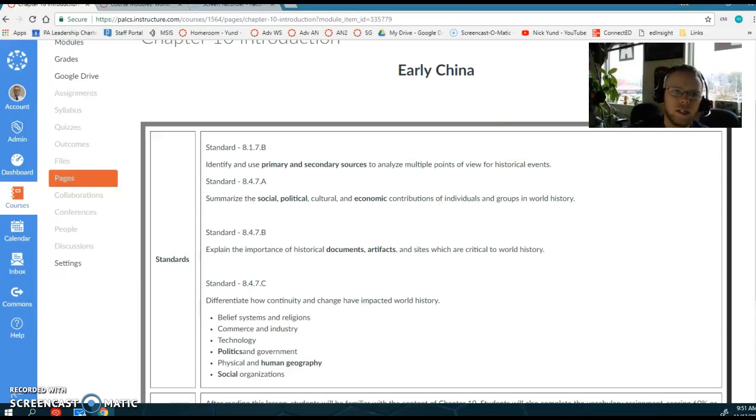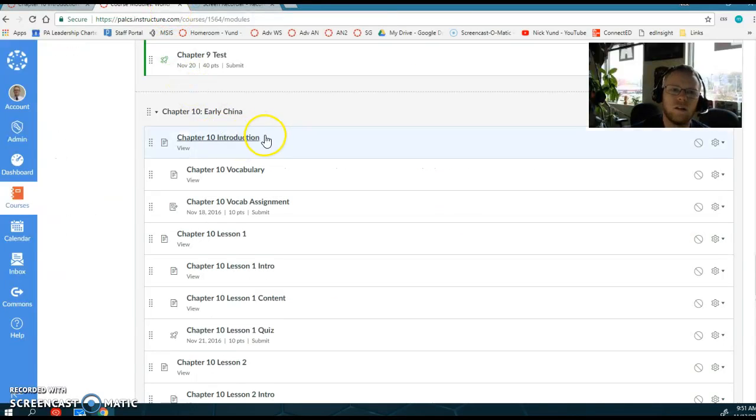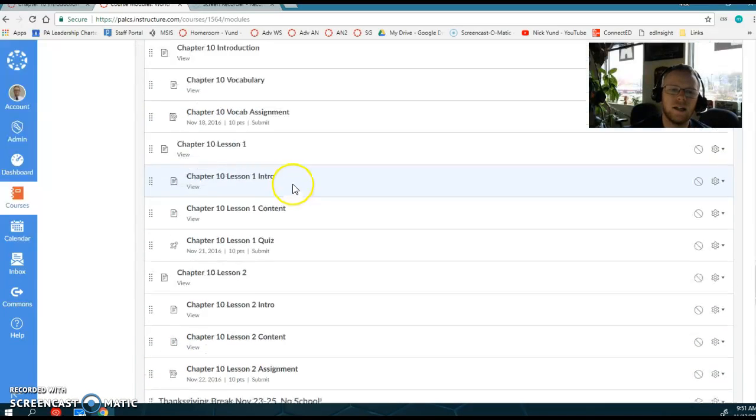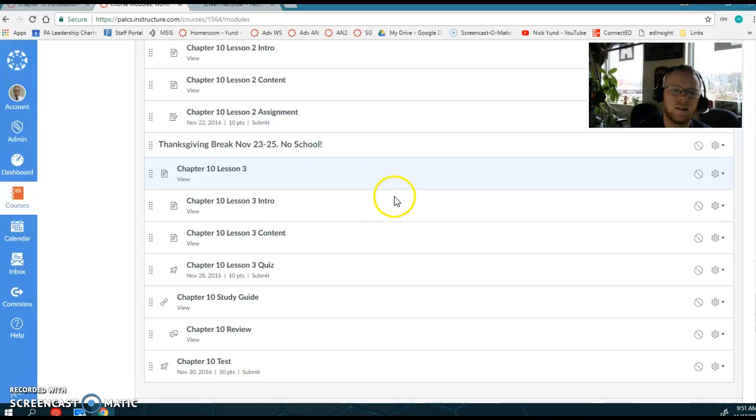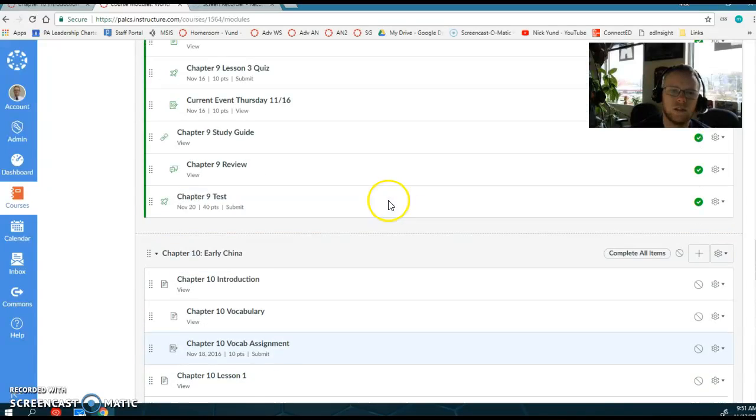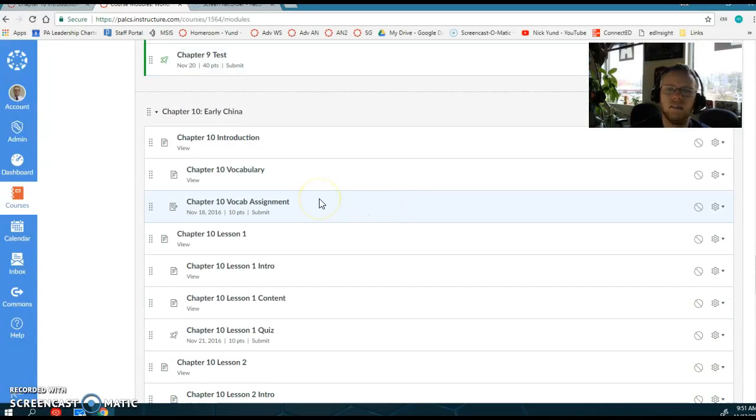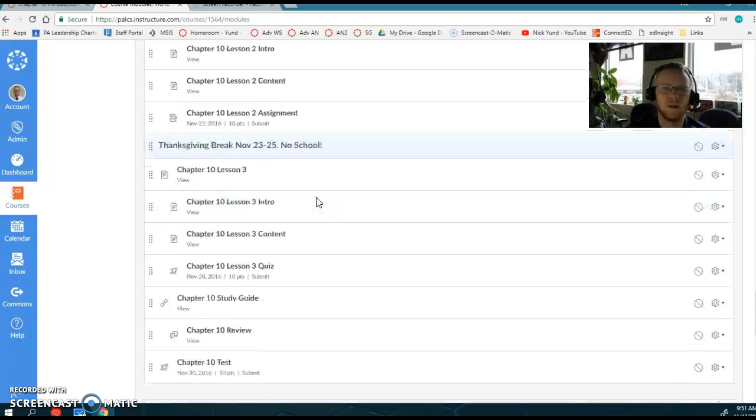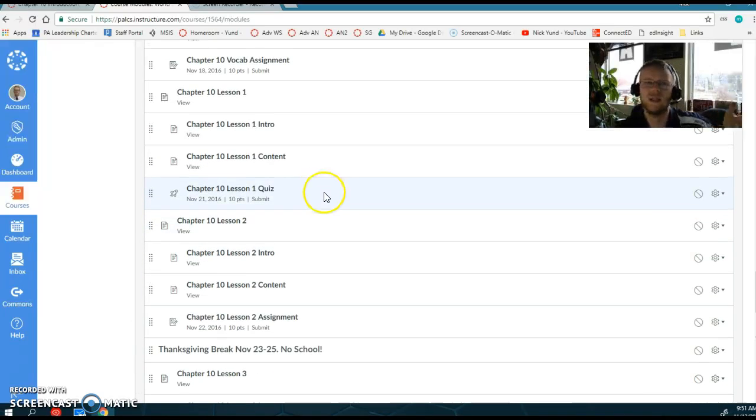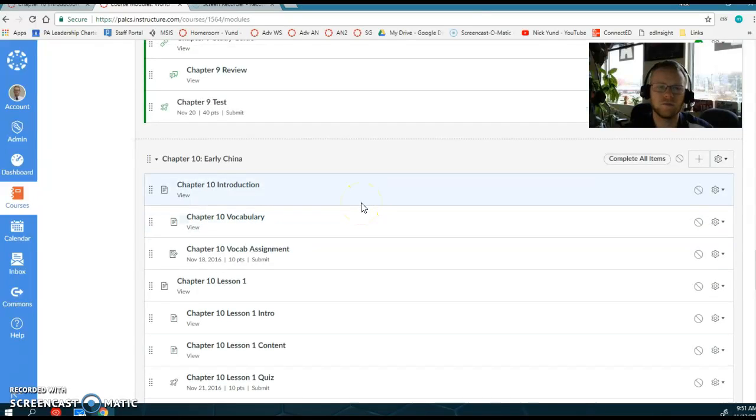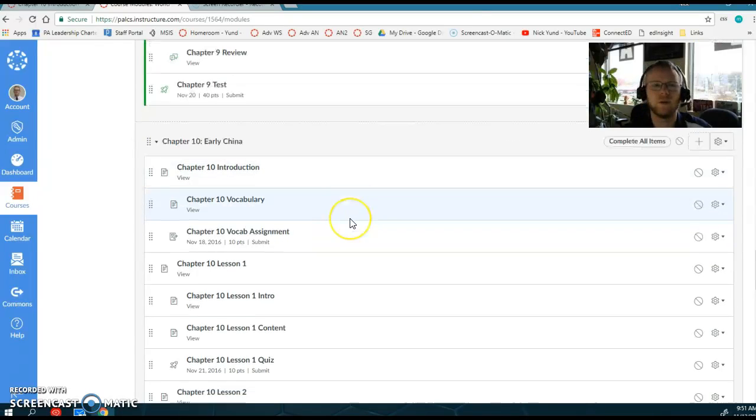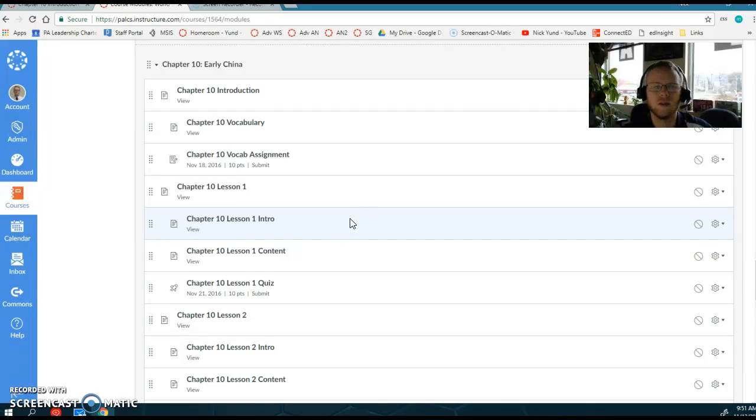This chapter has 3 lessons, so we'll do a vocab intro day, and then a 1 day, a 2 day, a 3 day, study guide, and test it. So standard chapter. Thanksgiving break is thrown right in the middle of there. So hey, we'll all enjoy that. Hopefully get some nice turkey and stuffing in our bellies and enjoy a nice 4-day weekend. So that's what we're looking at with early China.